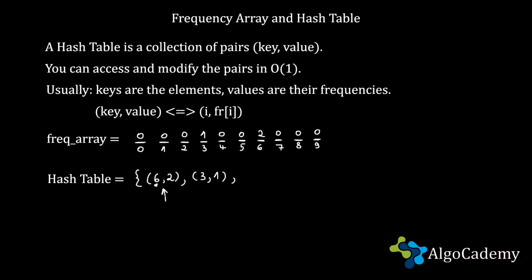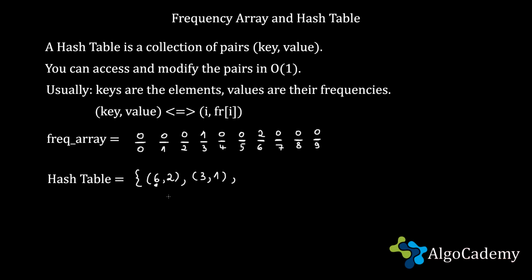Now, let's continue. Let's say that the boss asks me, for how many times does 6 appear in my collection? Well, again, in the frequency array, I would have taken a look at this element, but now in the hash table, I'm going to look for a pair which has the key 6. And of course, it is this one. And what I'm going to do, I'm going to return the second element in the pair, which is the frequency of that key. Cool. So I answer 2 and I move on.